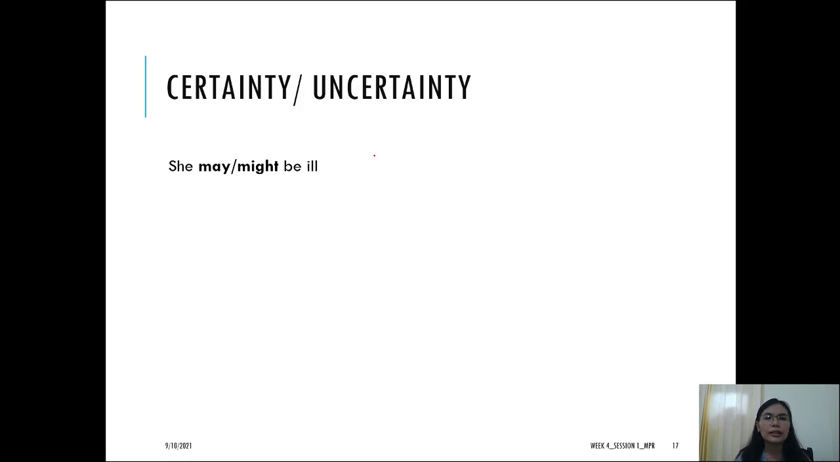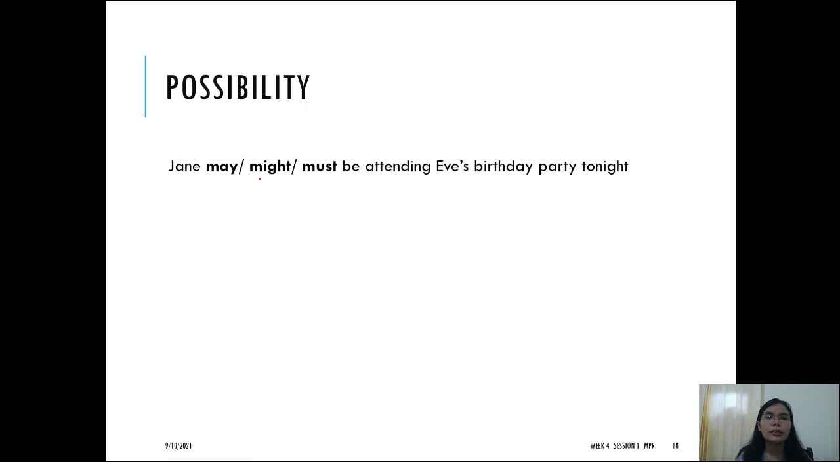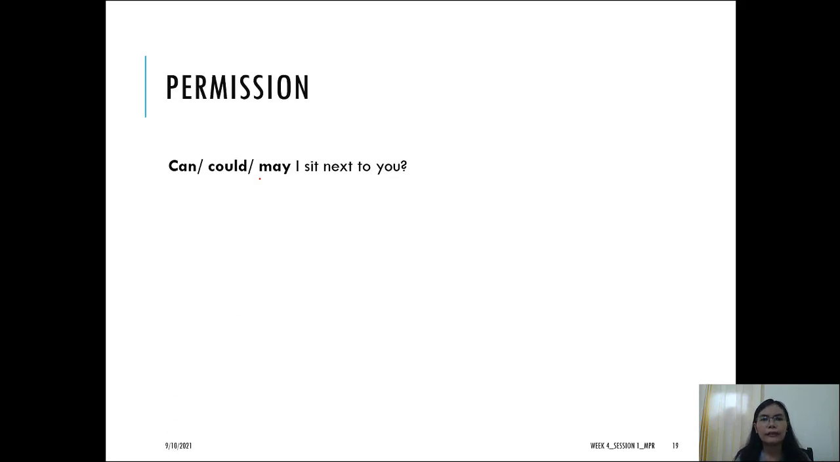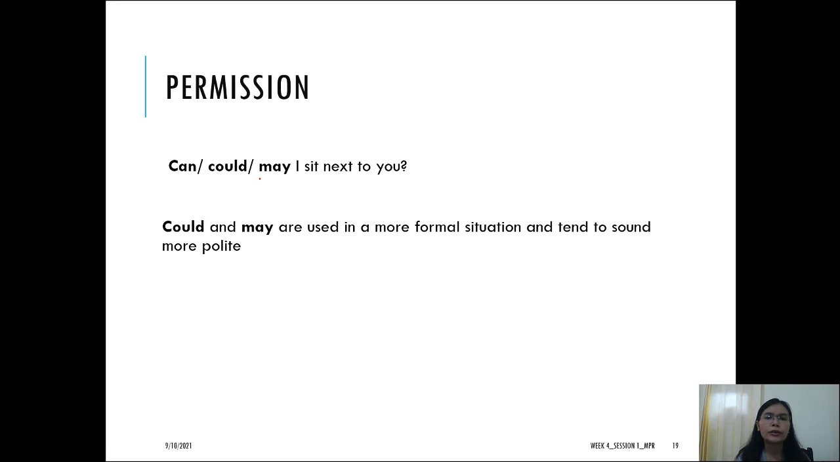Now we talk about certainty and uncertainty. You can use may or might, so you're not certain about something. Possibility: "She may be attending Eve's birthday party tonight." So you're not really sure about it. And then if you want to ask for permission, you can use can, could, or may. Can is actually used for ability, but apparently can also mean asking for permission. Could or may are used in more formal situations and tend to sound more polite.